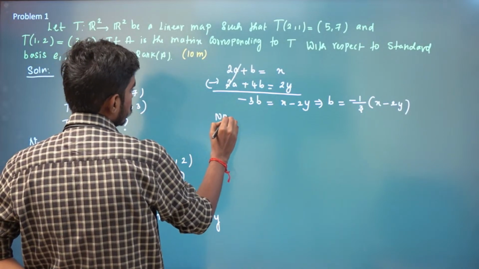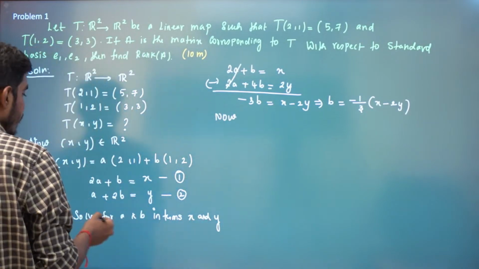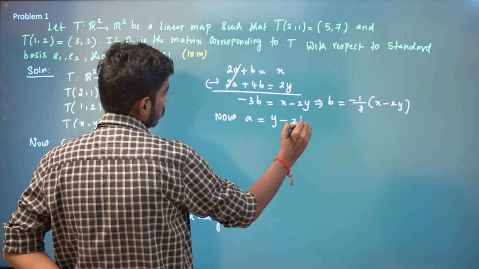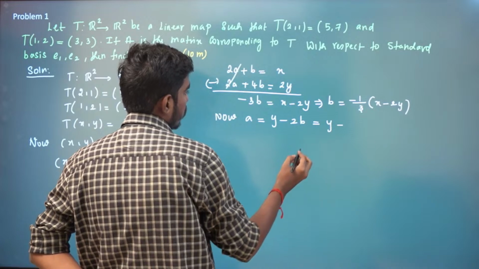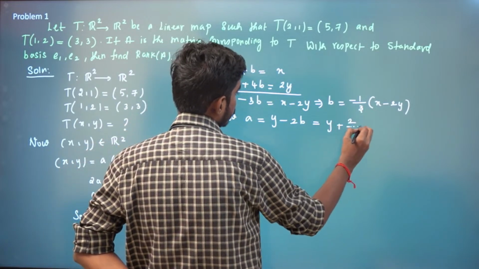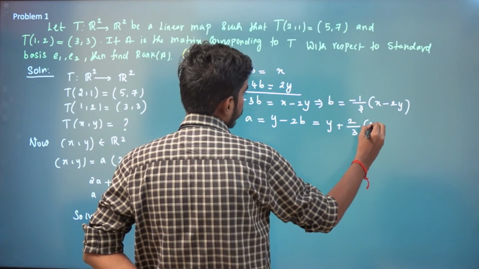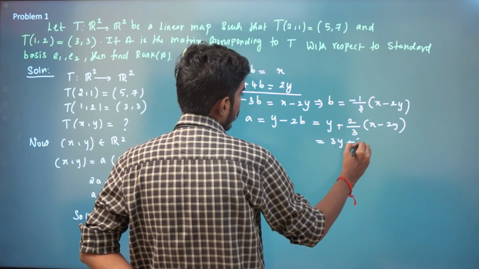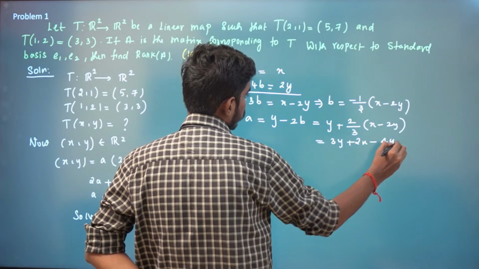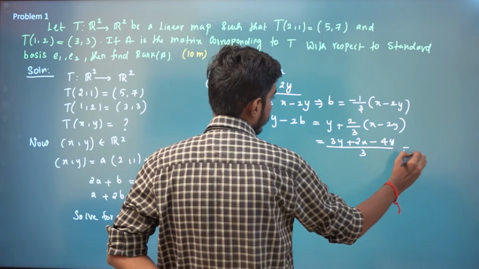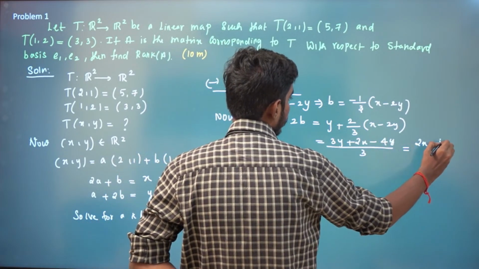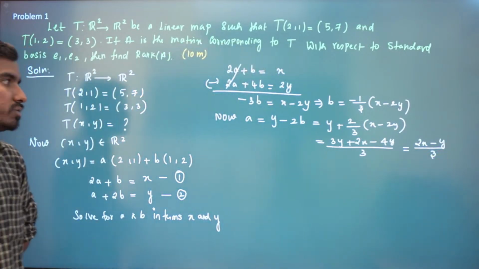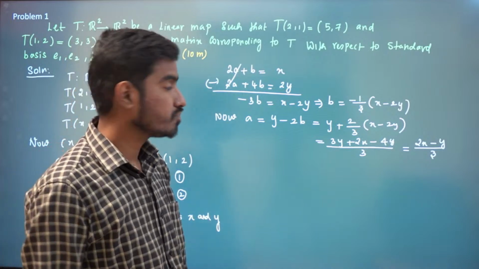Now a is equal to y minus 2 times b. So y minus 2 times b will be y plus 2 by 3 of (x minus 2y). So we have (3y plus 2x minus 4y) whole divided by 3, which is (2x minus y) by 3. So we have found a and b in terms of x and y. That is our first step.